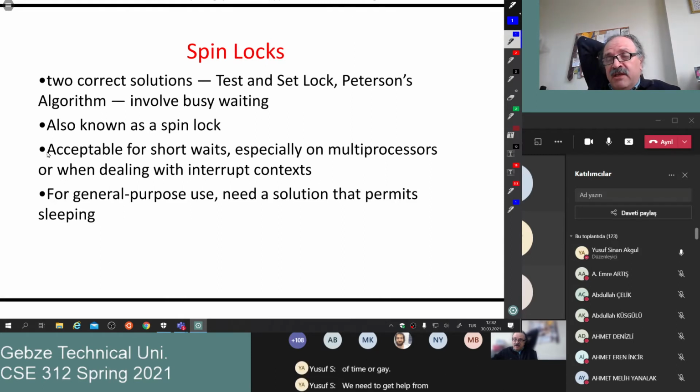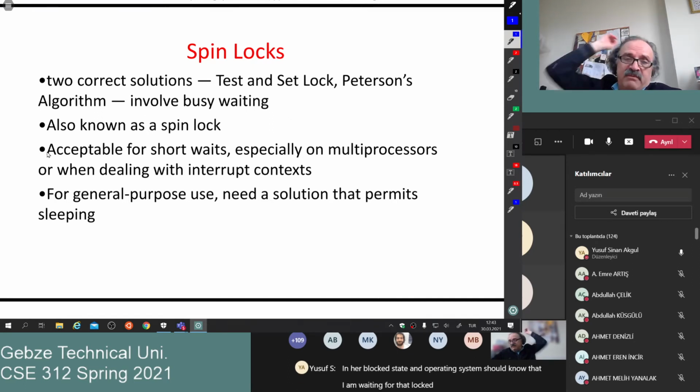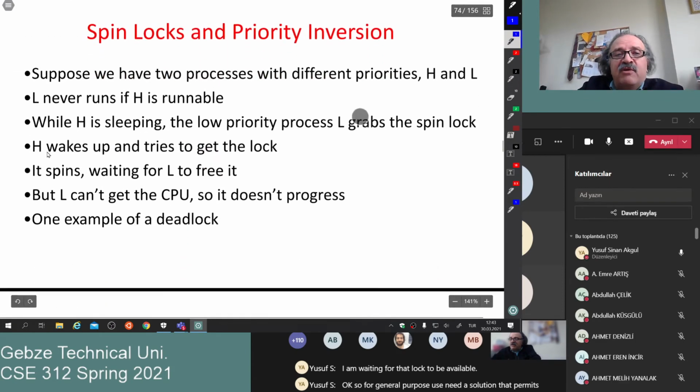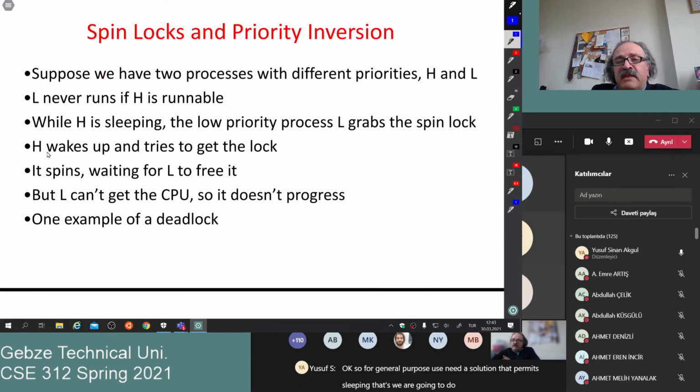But if I am going to wait for a long amount of time, we need to get help from the hardware or the operating system, and the operating system has to put us in a blocked state, and the operating system should know that I am waiting for that lock to be available. Okay, so for general purpose use, we need a solution that permits sleeping. That's what we are going to do. Before doing that, those spin locks have some unexpected problems. What is the problem? It's called priority inversion.